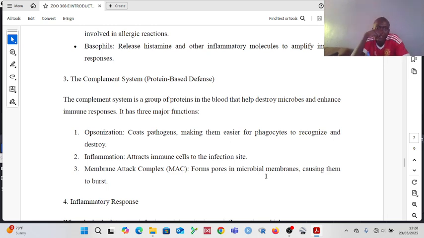Inflammation, as we've seen, is a process through which other immune cells are brought to the infection site. Okay, a major component of the inflammation process, as we saw, is histamine.